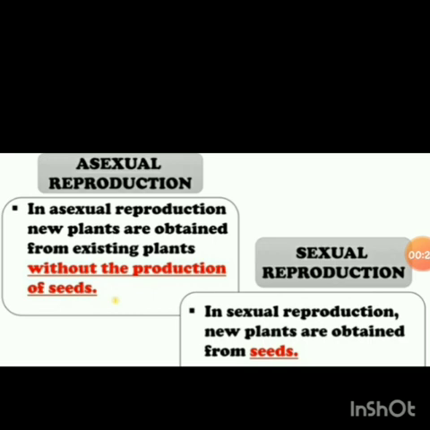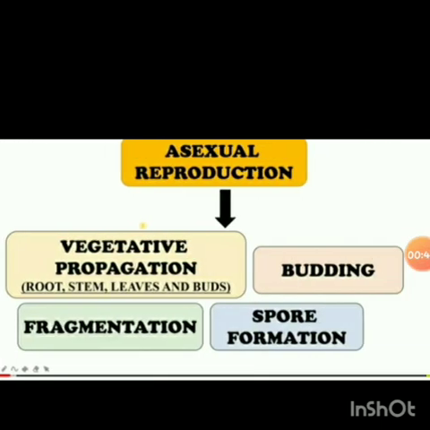In asexual reproduction, new plants are obtained from existing plants without the production of seeds, that is known as asexual reproduction. And in sexual reproduction, new plants are obtained from seeds. Then asexual reproduction is further classified into vegetative propagation, budding, fragmentation and spore formation.